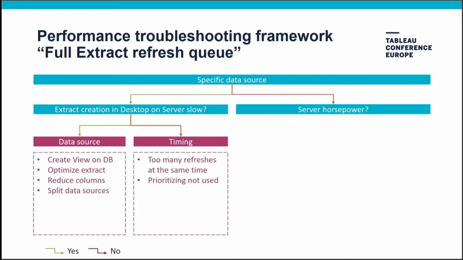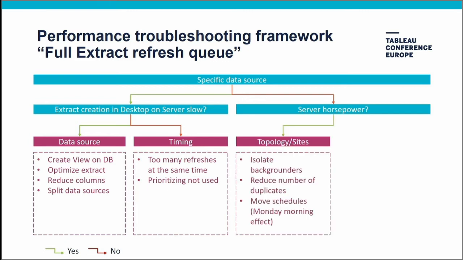If this is not related to a specific data source, then you actually need to see if it's related to hardware limitations of your server. So check if your server has enough horsepower. If it has, you might need to change topology, especially with extracts. It's another process, the background process. We'll talk later about how they work with each other. You might want to move them, isolate them on a separate node, or actually move your schedules so you're a bit more flexible and users naturally distribute over the available capacity.